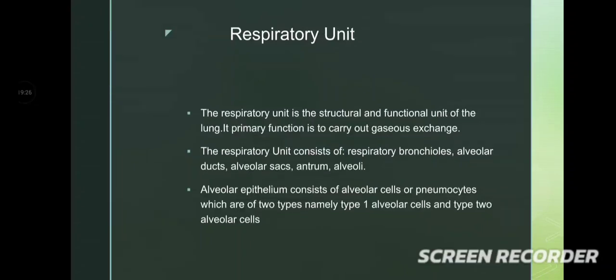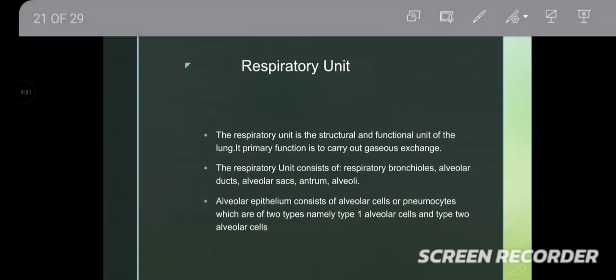And there's what we call the respiratory unit. The respiratory unit is the structural and the functional unit of the lung. Its primary function is to carry out gaseous exchange. Now what makes up this respiratory unit? It is made up of the respiratory bronchioles, the alveolar ducts, the alveolar sacs, the antrum, and the alveoli. The antrum is simply the space in the alveoli. That is what makes up the respiratory unit.